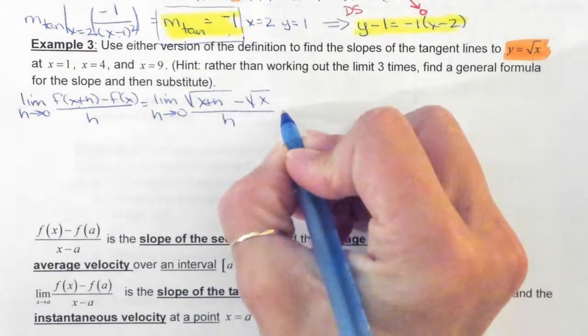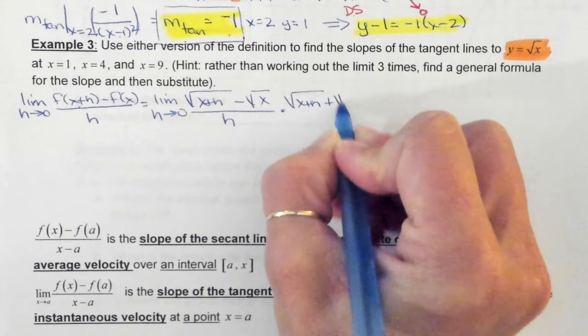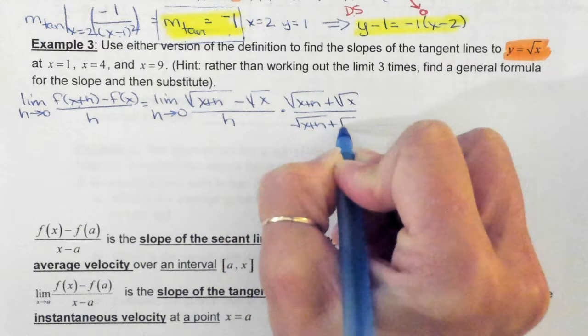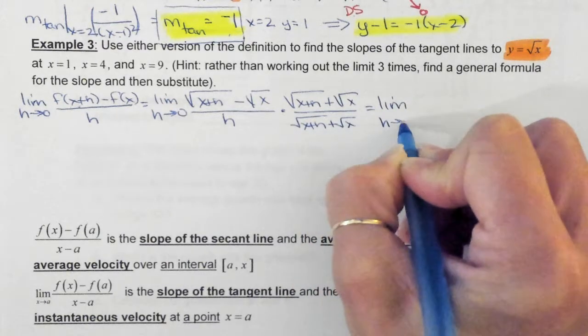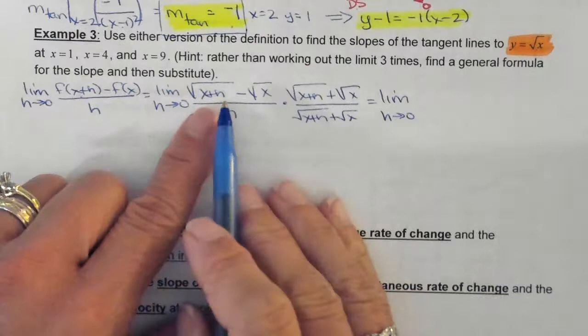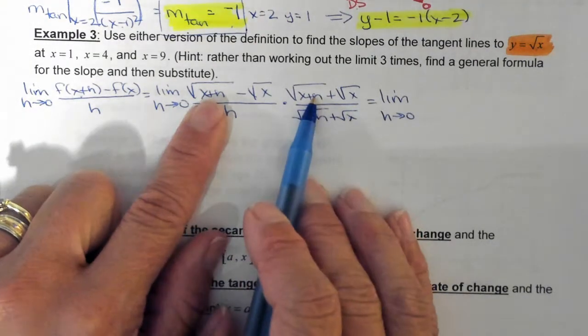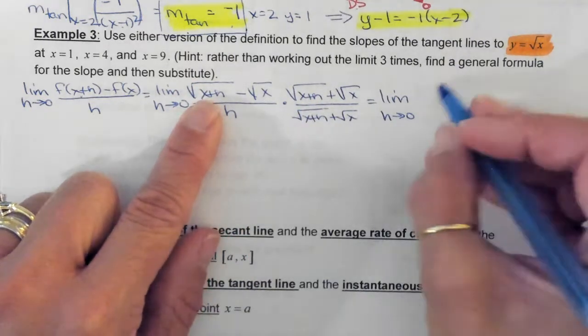Perfect. Conjugate. So in this case, it is the square root of x plus h plus the square root of x over the square root of x plus h plus the square root of x. So we have the limit as h approaches 0. Okay. This right here is a difference of squares. It's like x minus 2 times x plus 2, right? So that means I multiply the first two, and what does it give me?